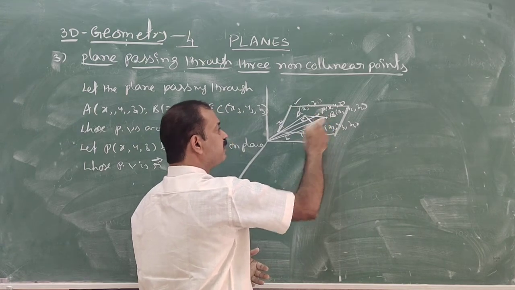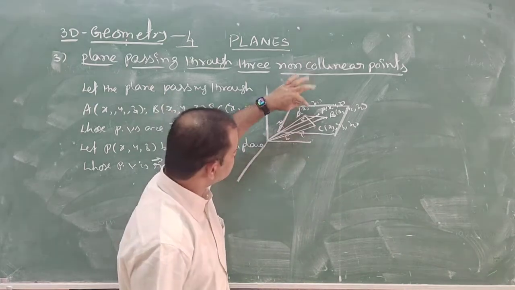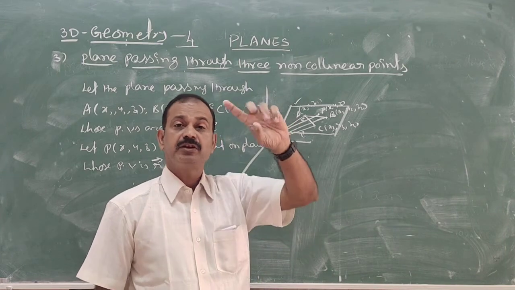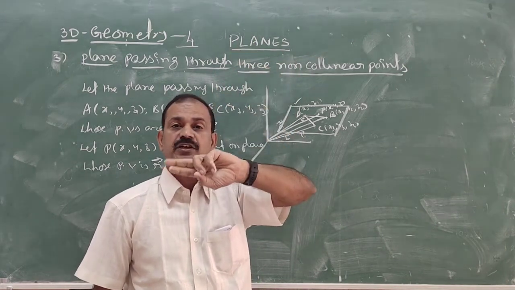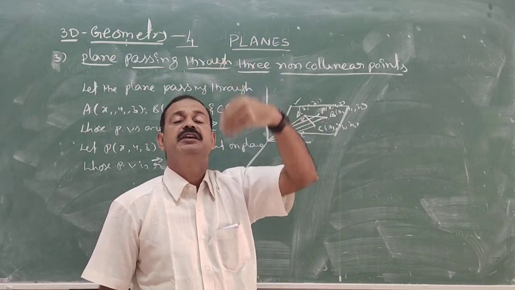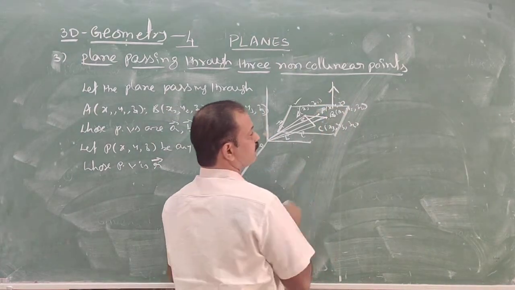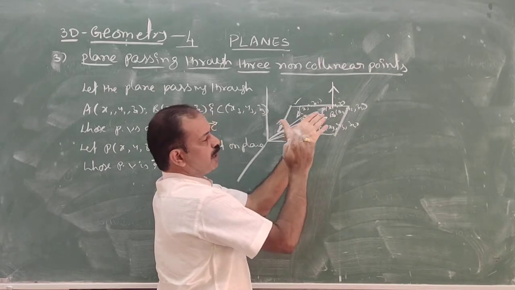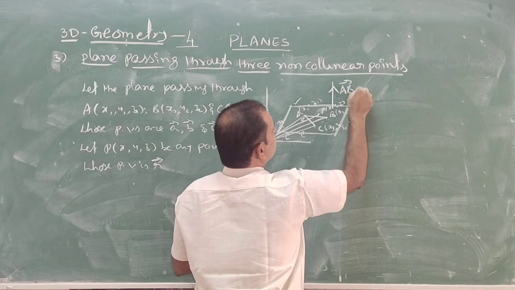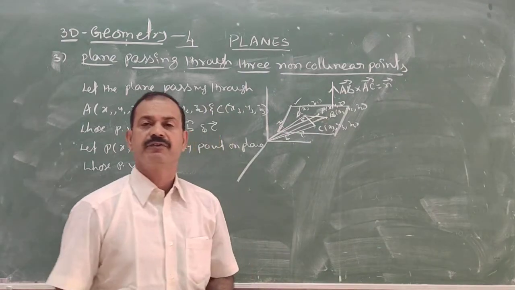Sir, why should we make AB and AC? Why can't we make BC? That is up to you. The easiest way is to take vector AB and vector AC. Then a vector which is perpendicular to both the vectors is nothing but their cross product. So in this plane you have two vectors AB and AC, and perpendicular to these is nothing but AB cross AC, which is the perpendicular vector.